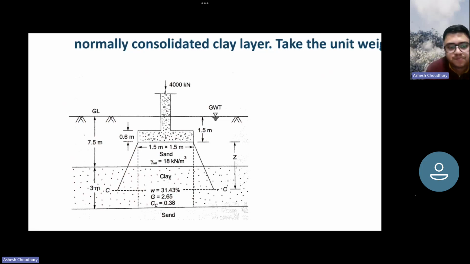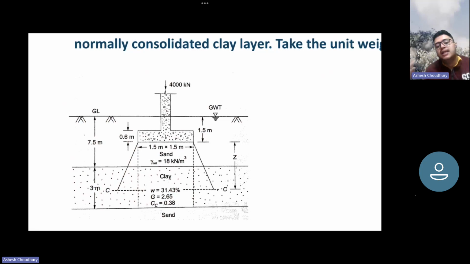So I will be able to find the initial effective stress at the center of the clay layer, the mid portion of the clay layer. Generally, we take it at the center of the layer. Otherwise, we can divide the clay layer into several layers and find the effective stress at the center of each of those layers. That will be more accurate.